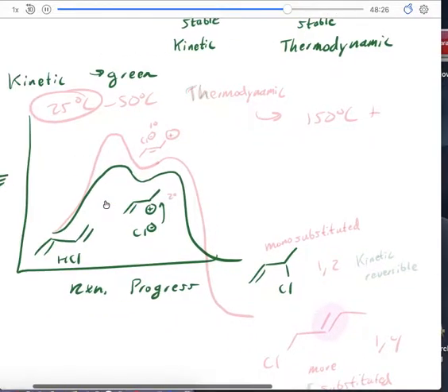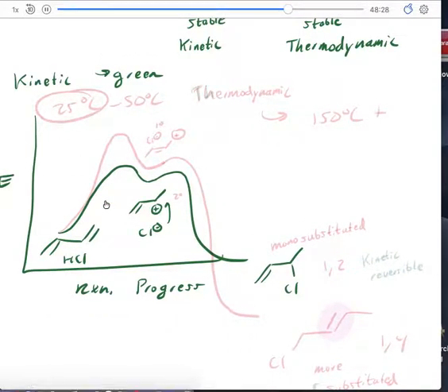Let's do that in red. So they both start at the same place, but the thermodynamic product is actually going to have a higher transition state. Oh wow, I didn't know I could do that. So they'll actually go up higher because it has the more unstable intermediate, the primary versus the secondary carbocation.